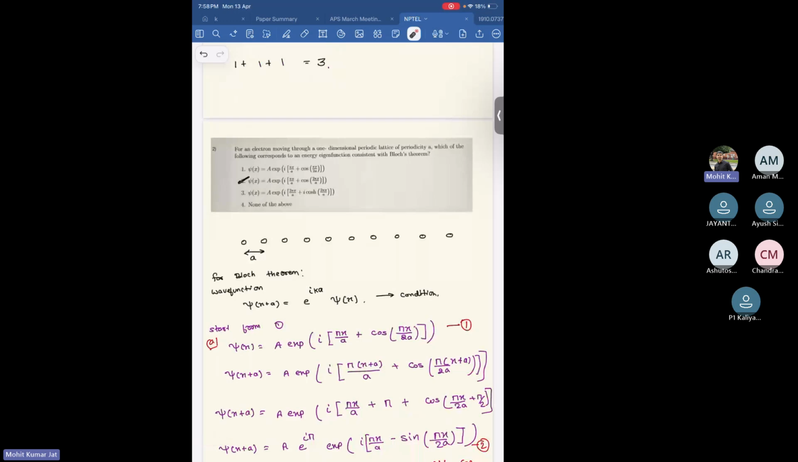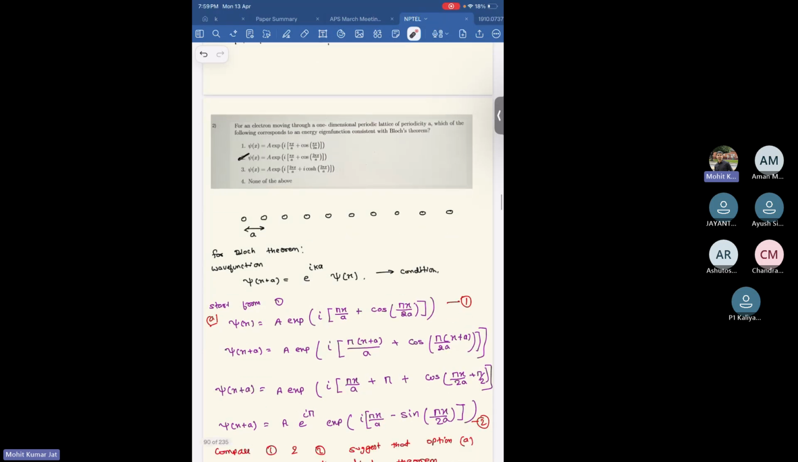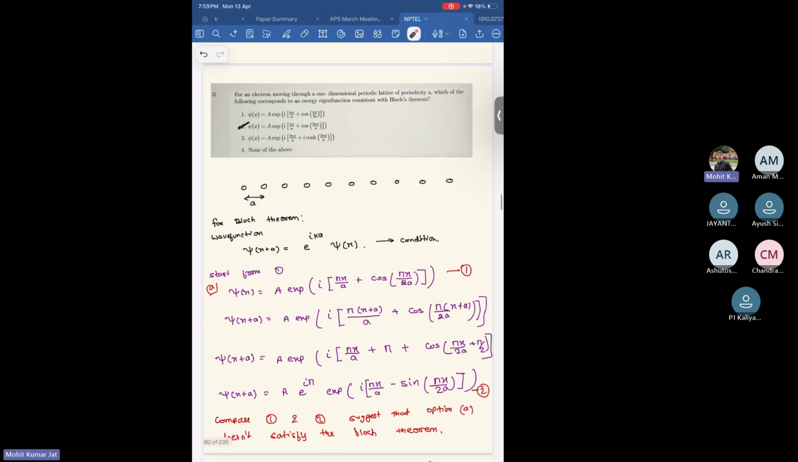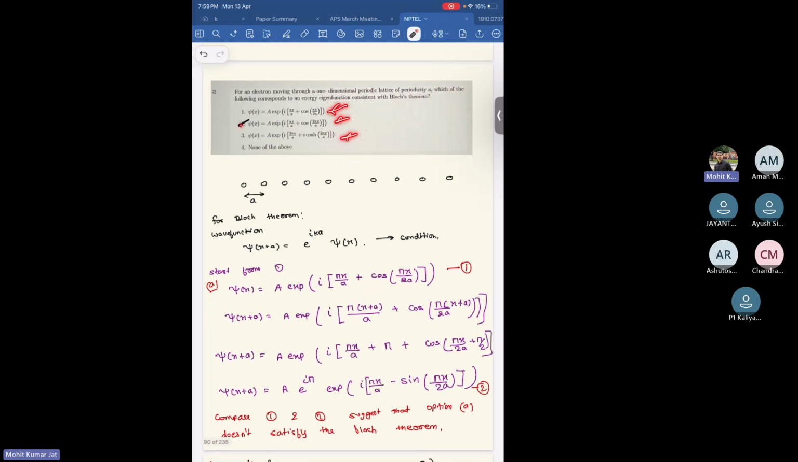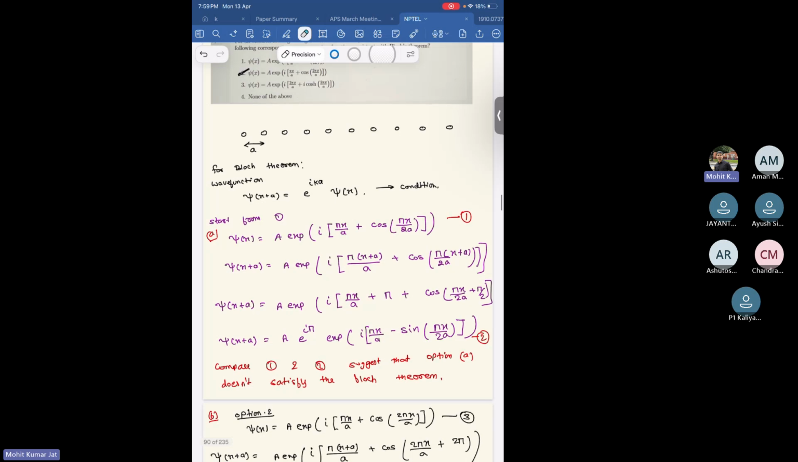For an electron moving through a one-dimensional periodic lattice of periodicity a, which of the following corresponds to an energy eigenfunction consistent with Bloch theorem? We know that psi(x plus a), for Bloch theorem, is e to the power i k a times psi(x), right? That's what it means for the Bloch theorem. If we just substitute all of the options, we get that only the second option satisfies this criteria. The rest fail to do so.